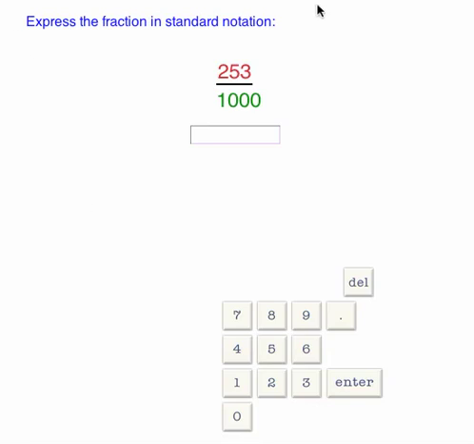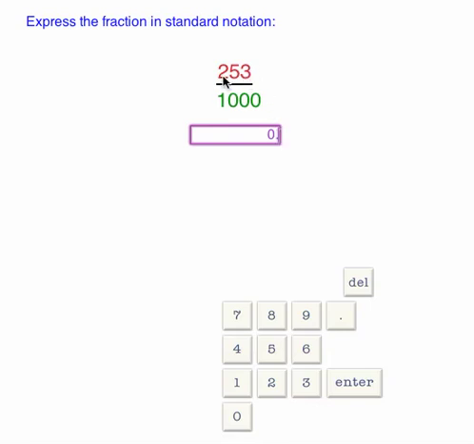Welcome to level 2 of fraction notation, and here we're being asked to express this fraction in standard notation. Notice there's no whole number, so the whole number in the decimal is going to be 0, and then we're going to press the decimal point, and then read this as 253 thousandths. So we're going to write 253, and make sure the 3 ends up in the thousandths place.